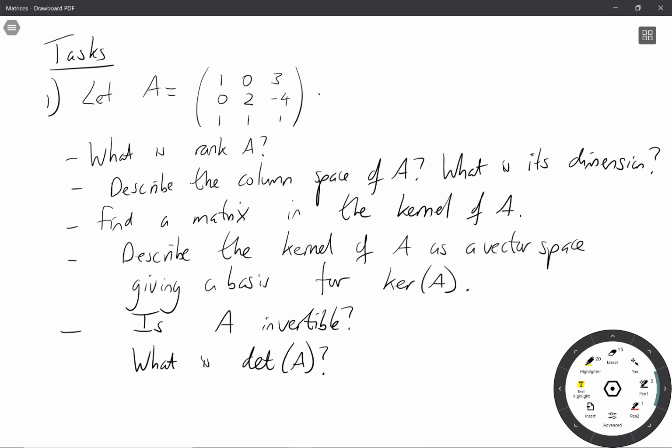Then, can you describe the column space of A? What's its dimension? And what vectors span it? Can you give a basis for it? Find the vectors in the kernel of A, and thus describe the kernel of A as a vector space, giving a basis for it. Finally, is the matrix A invertible? Then, what is the determinant of A?